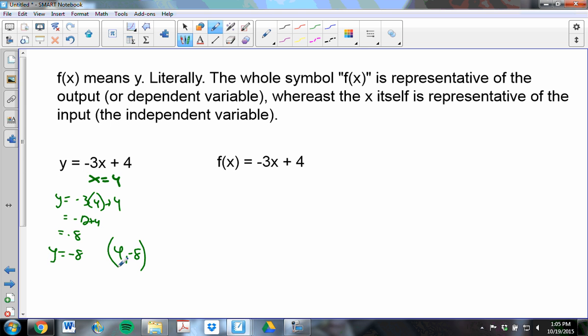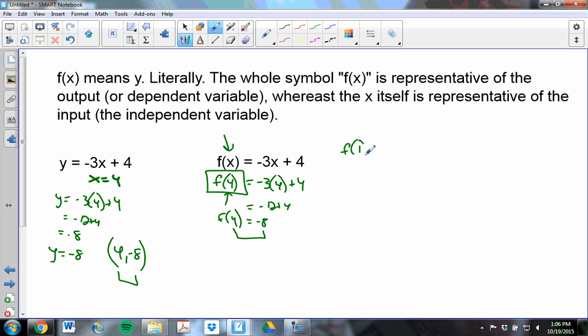But here, if I want to say that the input was 4, I would write that in place of this x, f of 4. Now I know the input was 4, but the whole entire y value itself is still equal to negative 3 times 4 plus 4. So I do my work and I get negative 12 plus 4, which is negative 8. So I really have f of 4 equals negative 8. And here I see an input and an output side by side right next to each other without having to rewrite the ordered pair. In fact, I can build tables really easy.